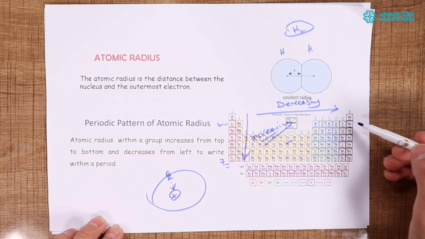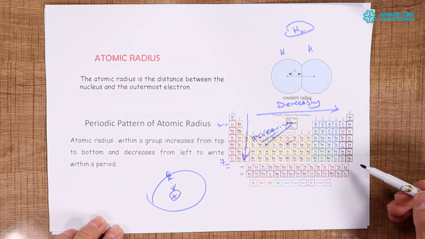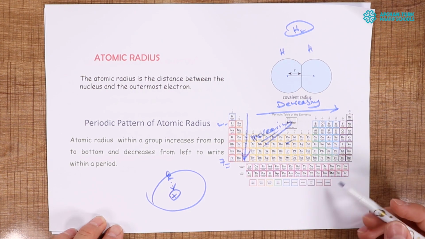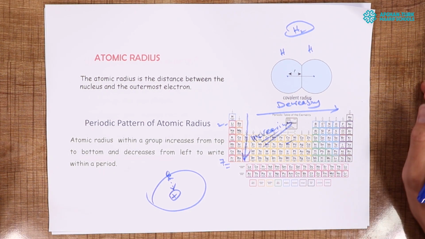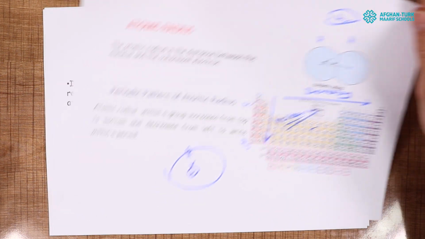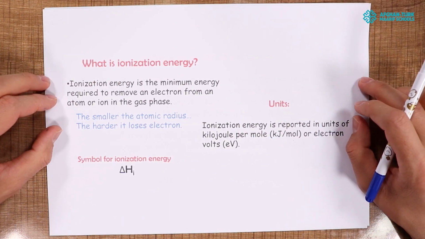We can also say that when we go from right to left, the atomic radius increases. Okay, students, this was about the atomic radius. Let's study another topic, ionization energy.